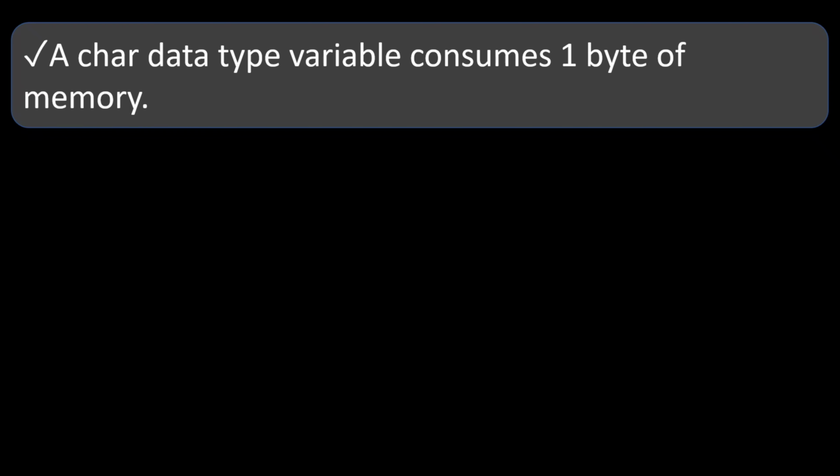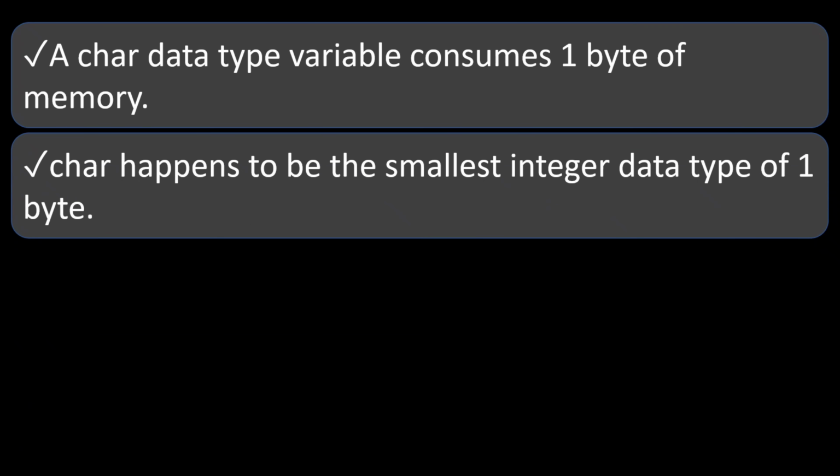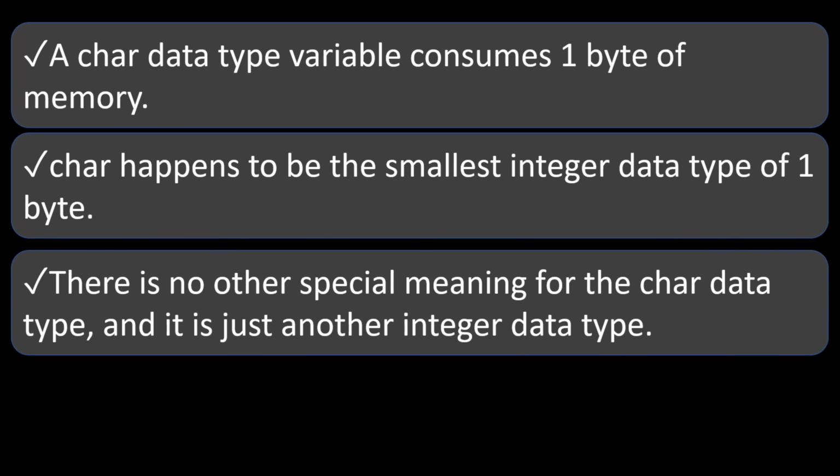The name is used as char because char data types are majorly used to store characters, that is the ASCII code of the character. That is why the name is given as char. Apart from that, there is no special meaning. It happens to be the smallest integer data type, so you have to remember this point: a char variable consumes 1 byte of memory, and it is just another integer data type.